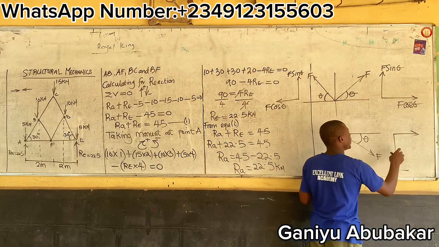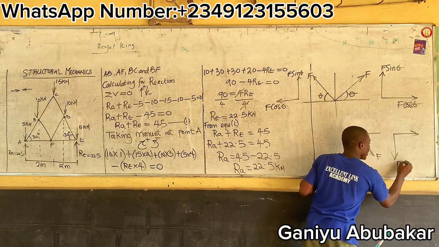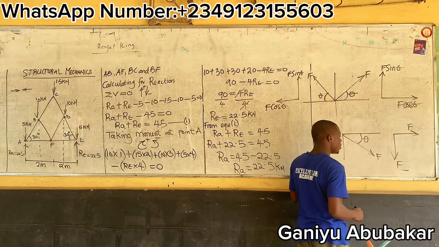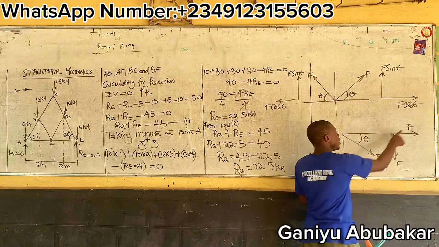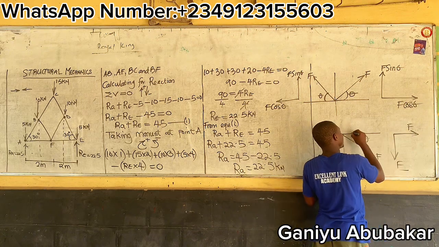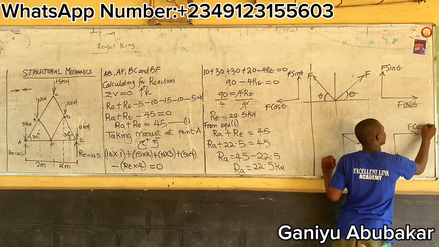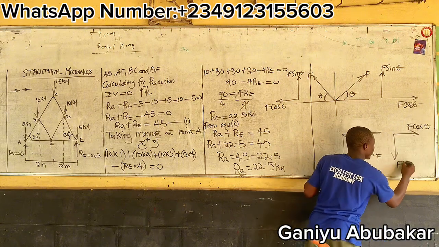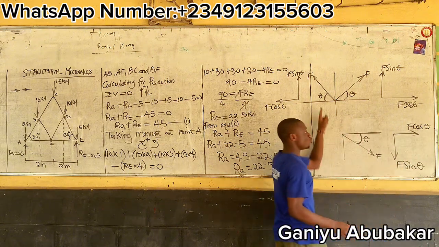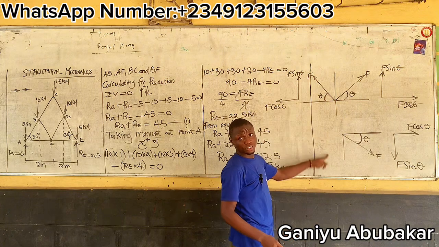Now, what will be cos? What will be sine? F is here. No, my F is here, AB. What will be cos? What will be sine? Here, because AB, because the angle is with the horizontal AB, here becomes F cos theta. Here becomes what there? F sine theta. This is how to resolve force. We call this resolution of forces.